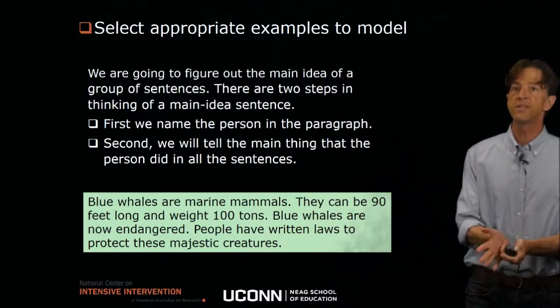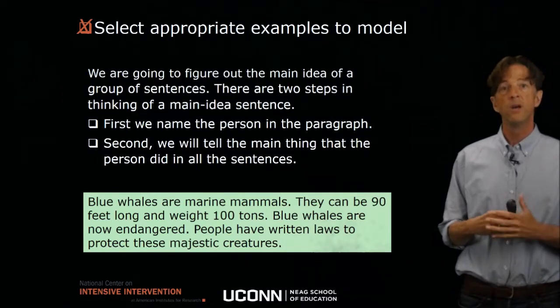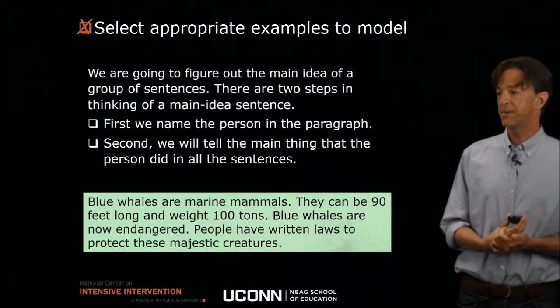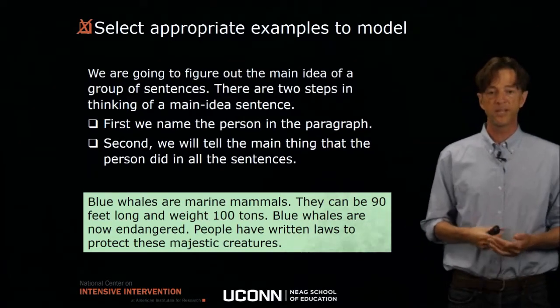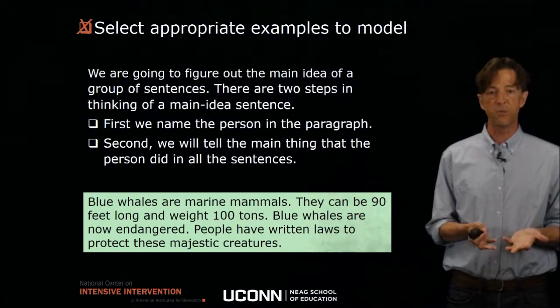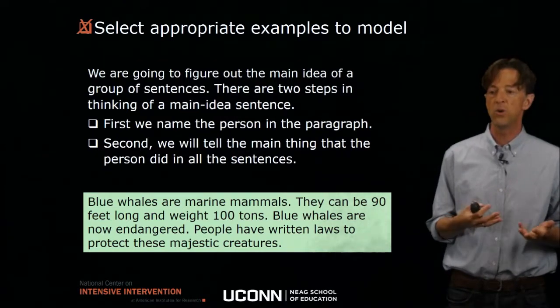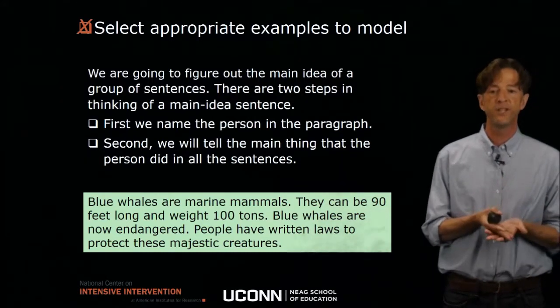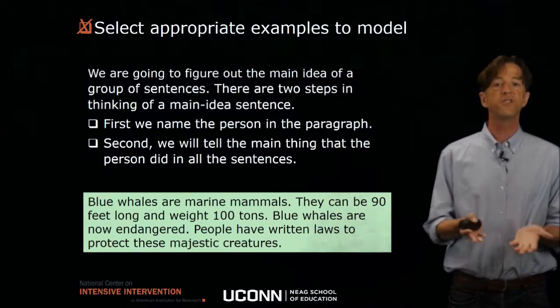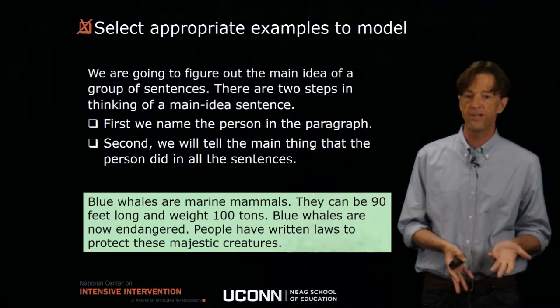So to me, this feels like not a great example to model. One, who's the person in the paragraph? Well, this paragraph doesn't have a person, right? There's an animal. And eventually, as we expand this main idea strategy, we'll talk about how it doesn't have to be a person. It can be an animal or a thing. But right now, if the strategy is that we name the person in the paragraph, there isn't a person in this paragraph. So this is a little bit confusing for seeing how the strategy works.